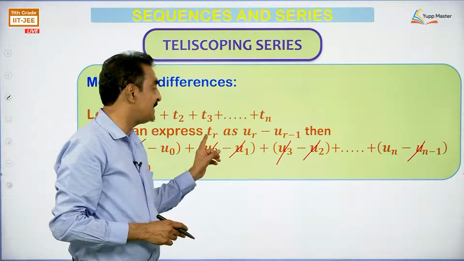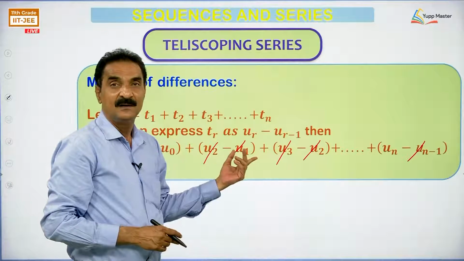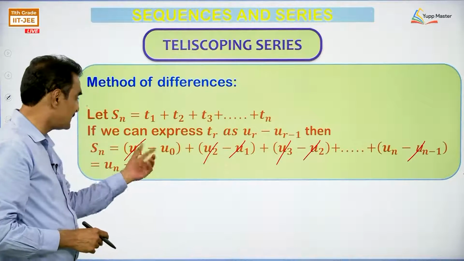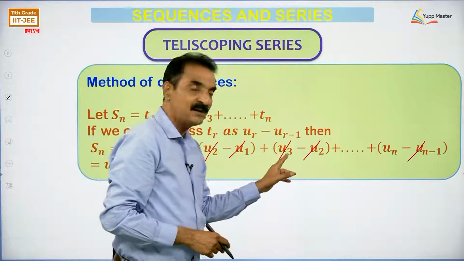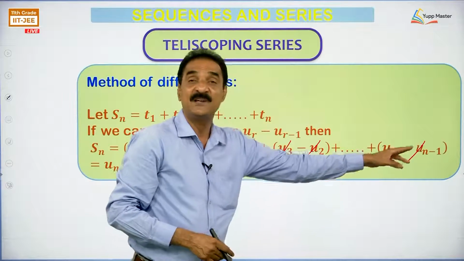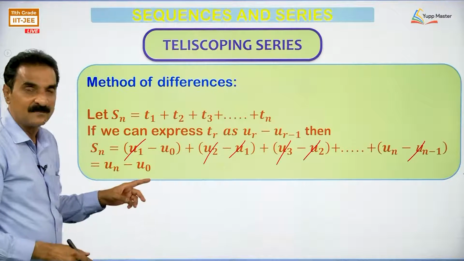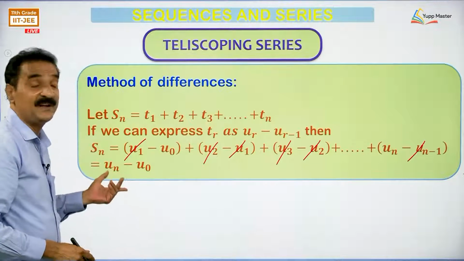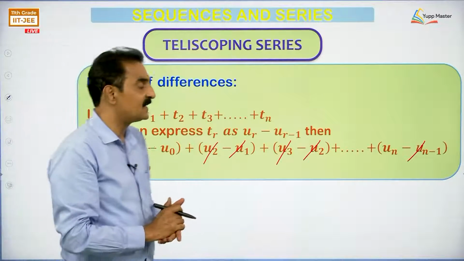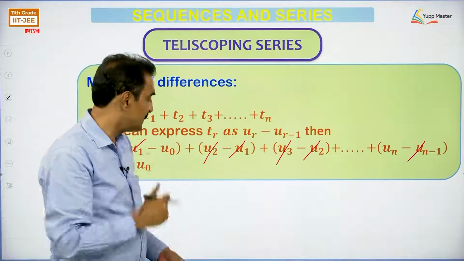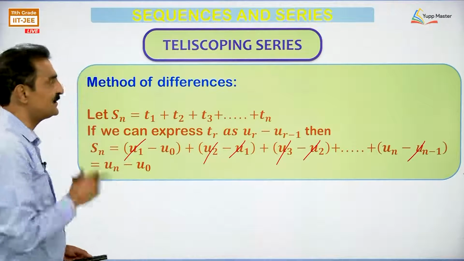Sometimes you can write Tr as ur minus 1 minus ur. Then you will get first term as u0 minus u1, second term as u1 minus u2, third term u2 minus u3, last term un minus 1 minus un. In that case, after cancellation of all terms, the answer will be u0 minus un. Alright. Now you can understand it better while solving the problems. So I am going to solve one question on telescoping series.